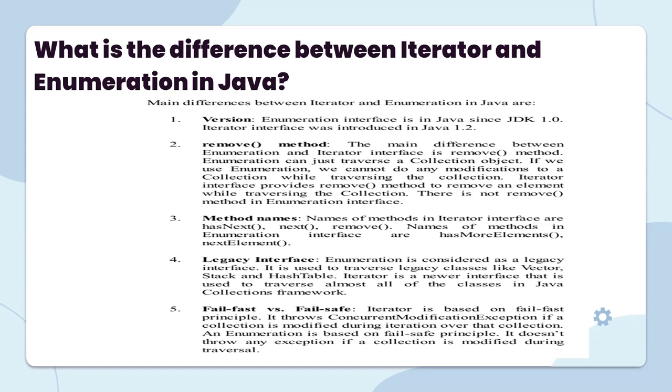Iterator is a newer interface that is used to traverse almost all of the classes in the Java collection family.